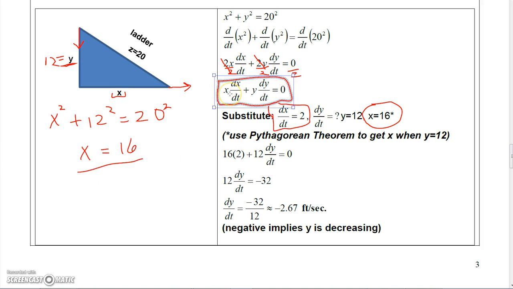Okay, so now go back to this formula up here. Replace x with 16. We know dx over dt is 2. We know y is given to be 12. And then dy over dt is the unknown. Well, now that's 32. Subtract 32, and you get minus 32 on the other side. Then divide the 12 into minus 32, and you get negative 32 divided by 12, which is negative 2.67. So that's a negative 2.67 feet per second is the rate that the ladder is sliding down the building.